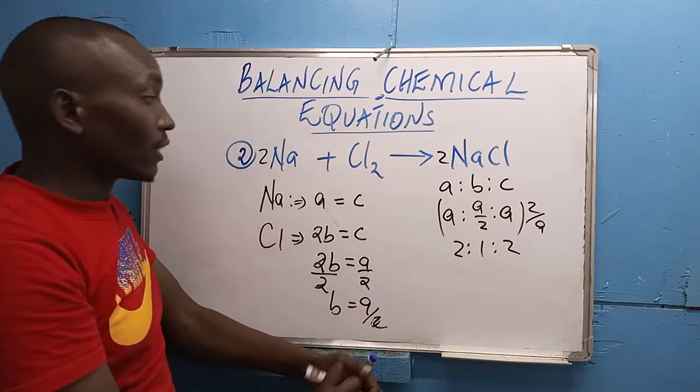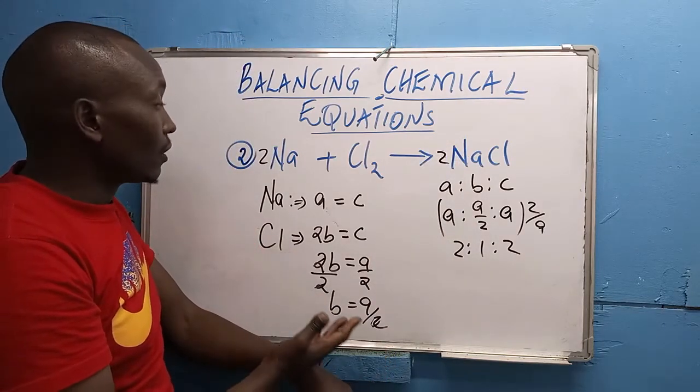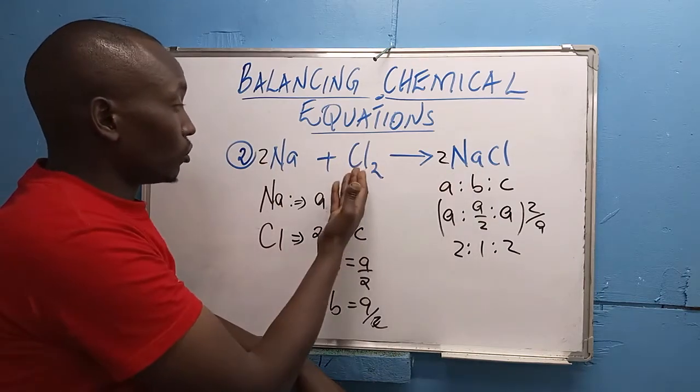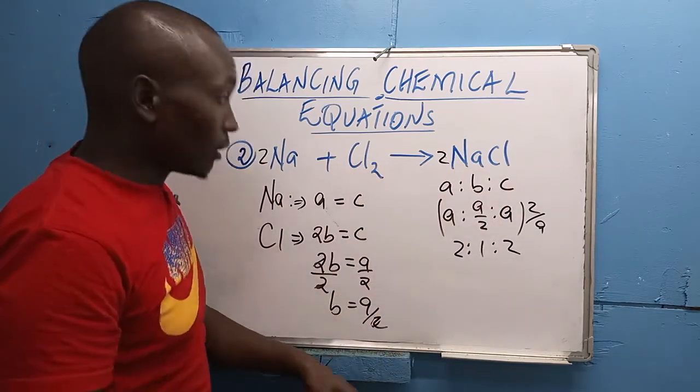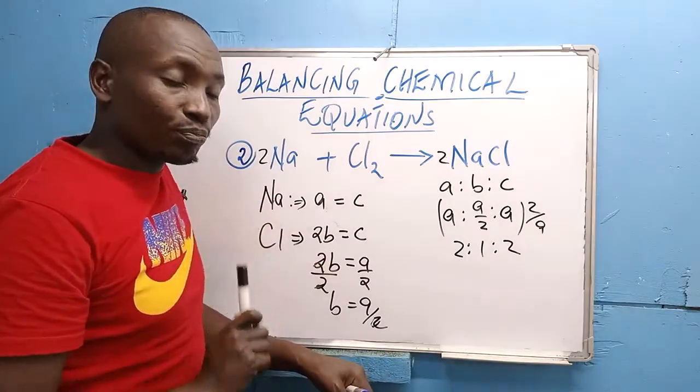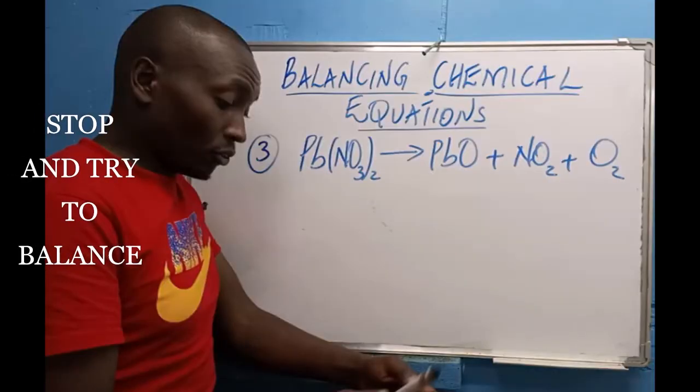And with that, the equation is very well balanced. Good. 2 sodium, 2 sodium. 2 chlorine, 2 chlorine. And that is example 2. Okay, this is the next equation. Kindly stop the video and try to balance.